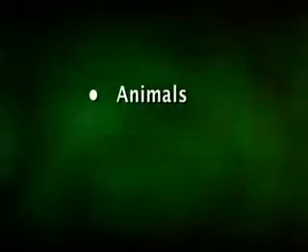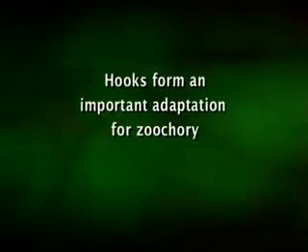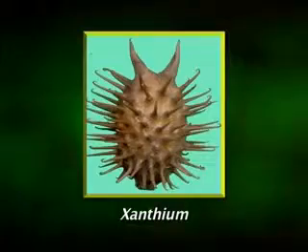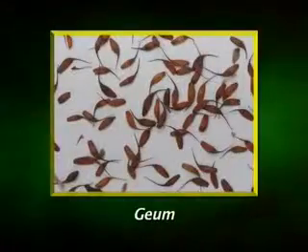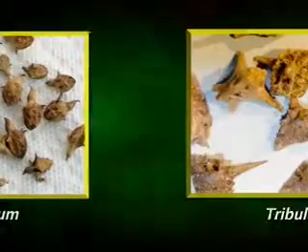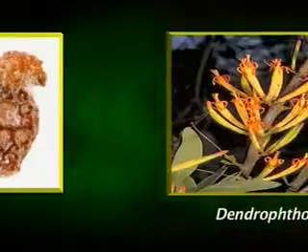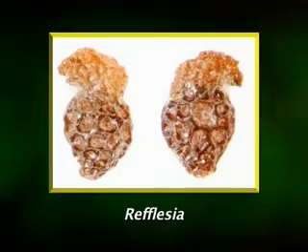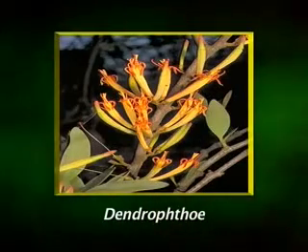The next dispersal agency is animals. Dispersal by animals is known as zoochory. Such seeds have hooks or barbs on their seed coat which attach them to the fur, feather or skin of animals, aiding in their dispersal. Hooks form an important adaptation for zoochory. Plant seeds that have hooks to effect zoochory include Xanthium, Arctium, Medicago, Geum, Emex, Pedalium, Tribulus, etc. In Rafflesia and Dendrophthoe, seeds have a sticky testa that gets attached to the body of animals which aid in their dispersal. While the seeds of Rafflesia are dispersed by elephants, those of Dendrophthoe are dispersed by birds.